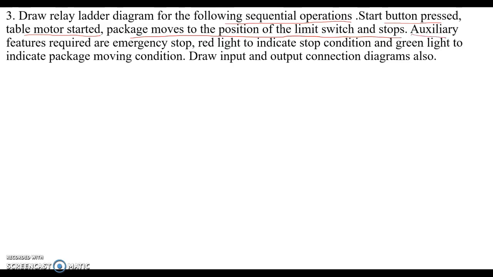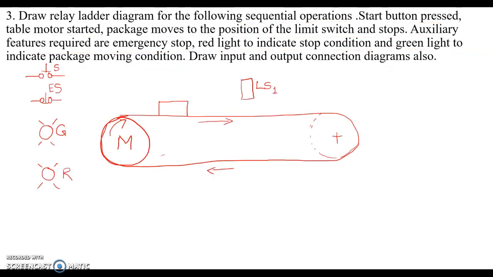Auxiliary features required are emergency stop, red light to indicate stop condition, and green light to indicate package moving condition. Draw input and output connections diagrams also. So this problem is on a conveyor or a material handling device. The picture shows the system.